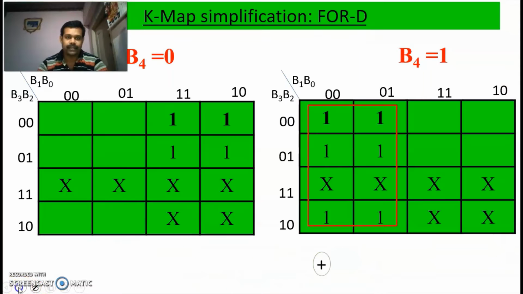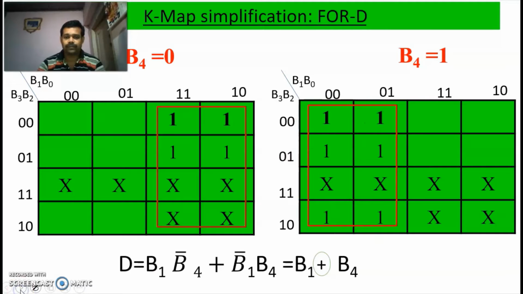Okay. Next for D, we have plotted, and we have to group. So these two are placed in different places. This is in this position, and this is in the first position. This group is present only in the first, so we have to consider B4 bar. So you have to consider B4 bar, and the expression for this one is B1. Similarly, for this one, you have to consider B4. The expression is B1 bar.